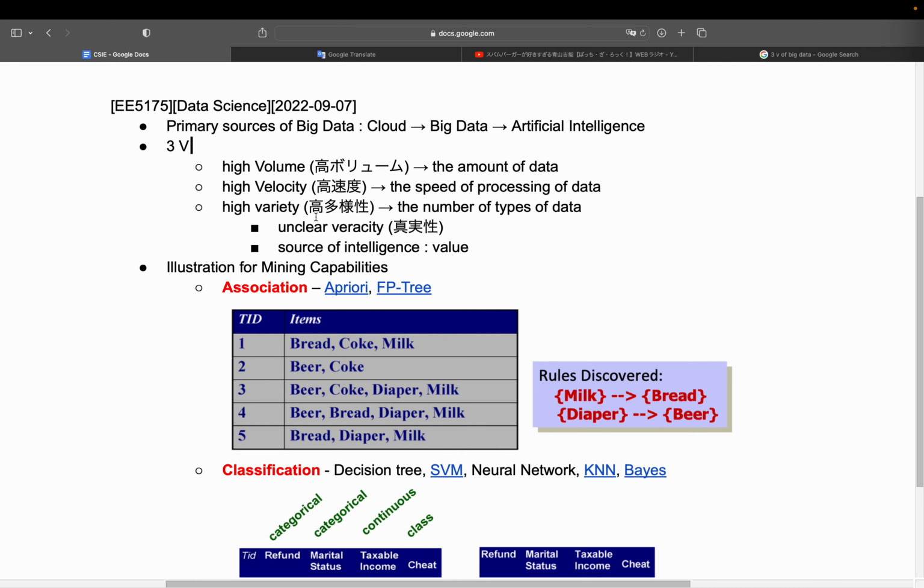The illustration of mining capability. First is association, second is classification, third is clustering, and lastly is anomaly detection. Association, for example, uses the Apriori algorithm or frequent pattern tree. In this example, given a set of transactions, we want to derive a certain rule that indicates the occurrence of some items will lead to the occurrence of others.